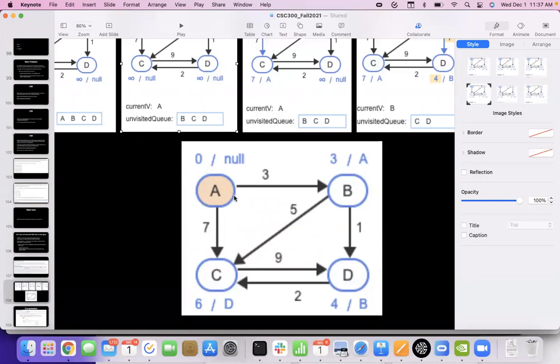Thinking about this from the homework perspective, every one of our towns needs to have 2 more fields added to it. One is going to be the distance, and the other one is going to be the town that we would come from to get to this best value. All right. So in the end, our graph looks like this.